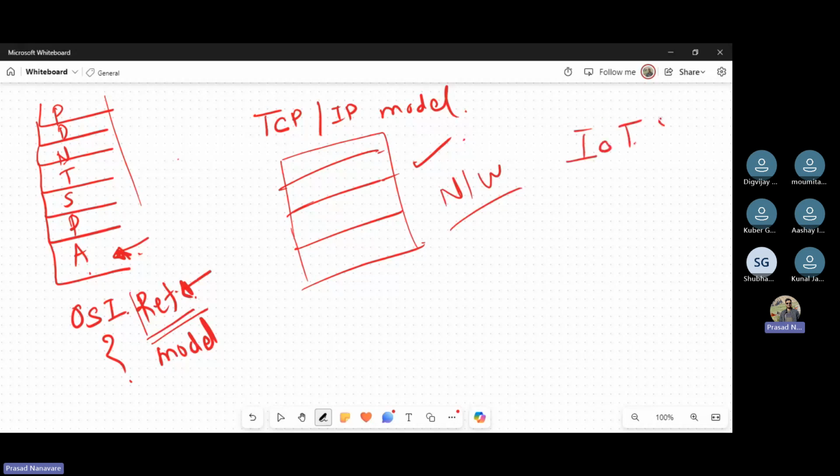So any idea what is IoT? What is IoT according to you guys? Internet of Things. Thanks for telling the full form. Actually, see, Internet of Things. When you hear this word, what comes to your mind? That is what I'm asking. Okay, it's fine, Internet of Things, but what do you think of it? What is it exactly?